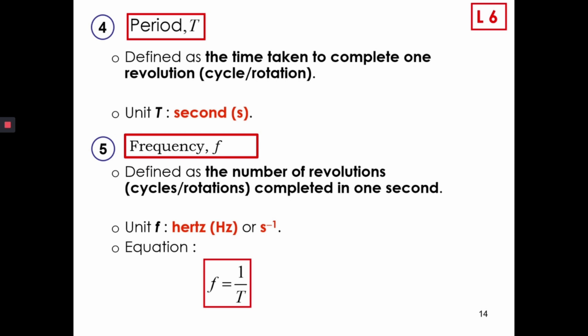Number 4 is period. Period is defined as the time taken to complete one cycle. So the time taken must be the time taken to complete one cycle. Number 5 is the frequency. Frequency is defined as the number of revolutions completed in 1 second. The unit for frequency is hertz or per second, and the equation of frequency is equal to 1 over t, 1 over period.